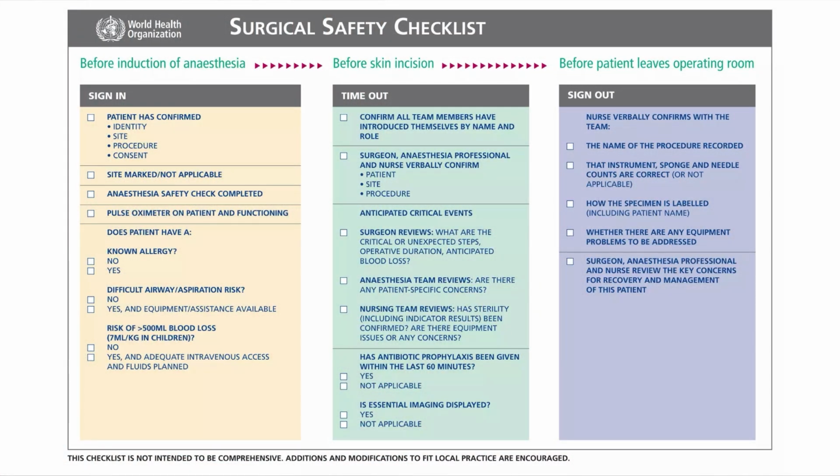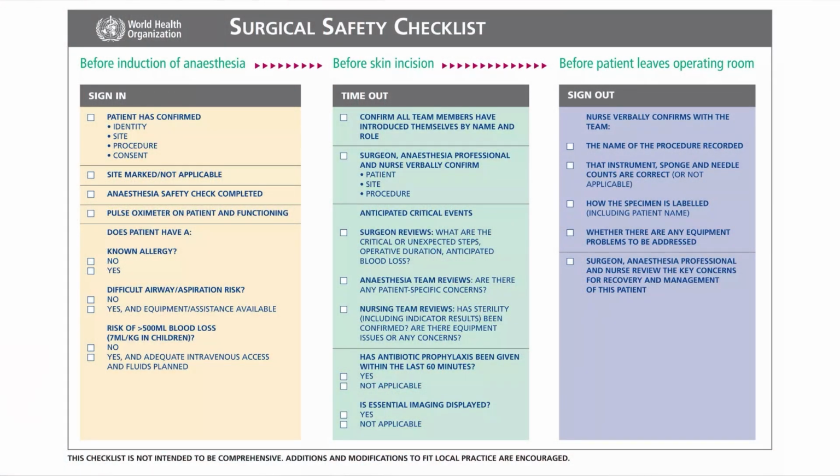Then whether the anesthesia safety checklist has been completed or not. Is the pulse oximeter on the patient and functioning? Does the patient have a known allergy? If yes or no, it has to be ticked. Then, is there a difficult airway or aspiration risk or not? If yes, then whether the necessary equipment is available in the theater has to be noted.